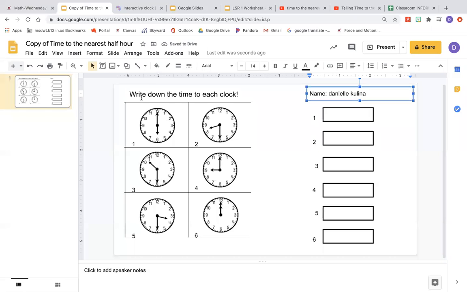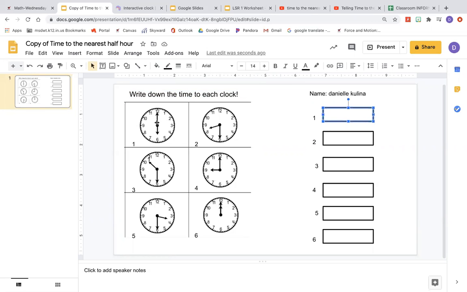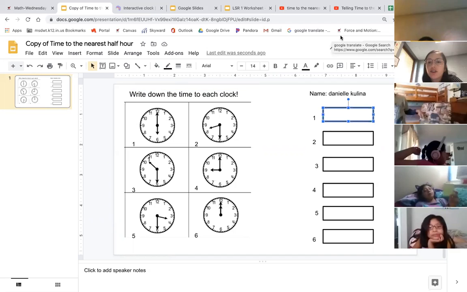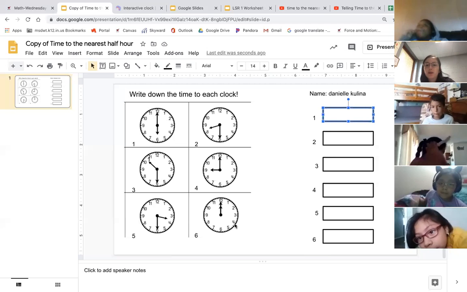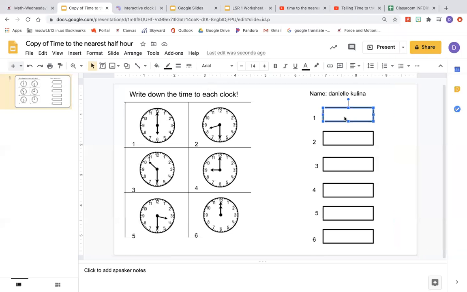All right, look here. Let's look at the directions before you start. Guys, we're still just looking, so I should not have anyone sharing it with me right now. Write down the time to each clock. Okay, number 1. What time is it? Well, here's my short hour hand pointing to the 6, and my long minute hand is pointing to the 12. Someone raise your hand. What time is it in number 1? Susan. It is 6 o'clock. Good.